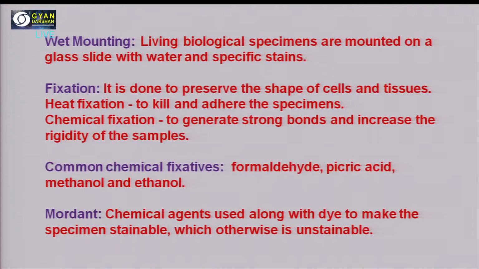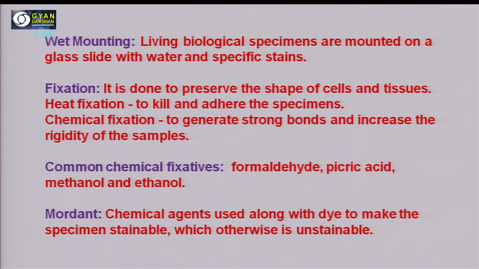Now when you go for any staining preparation, first you have to mount the biological specimen on a slide. You can go for wet mounting, where the living biological specimens are mounted on a glass slide with water and specific stains. You can do it via fixation, that is to preserve the shape of the cells and tissues. Heat fixation can be done to kill and adhere the specimens. Chemical fixation generates strong bonds and increases the rigidity of the samples.